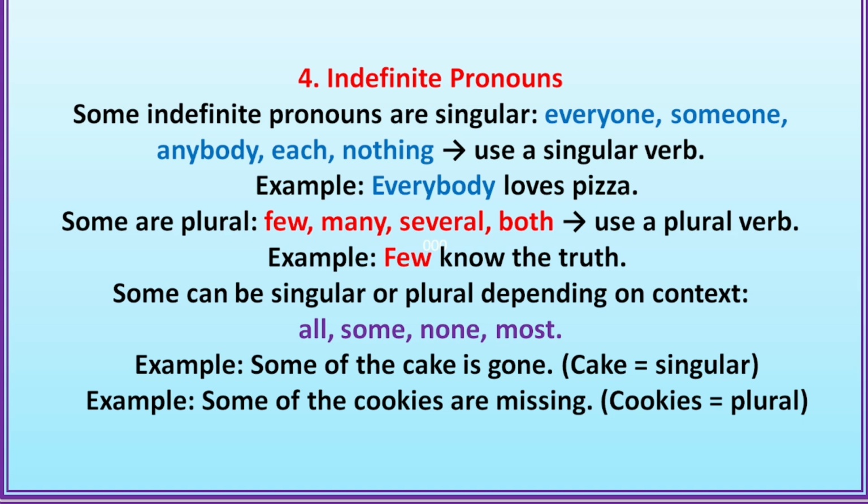Examples: Some of the cake is gone. Cake is singular, so we have to use a singular verb. Another example: Some of the cookies are missing. Here cookies is given. Cookies is plural, so we have to use a plural verb.